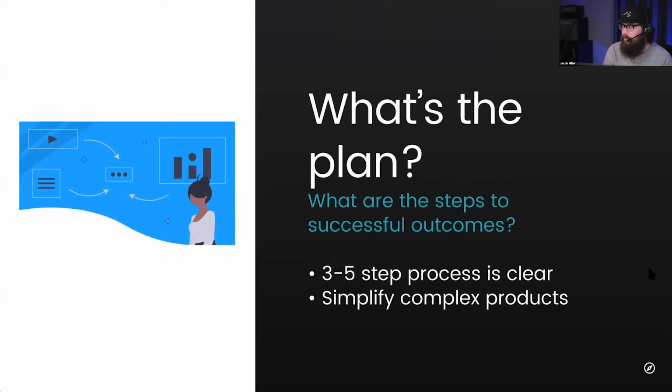Another section you can use on your landing page is: what's the plan? What are the steps to successful outcomes? I have a couple examples after this slide, but it's a 3 to 5 step process that's really clear, and it helps simplify complex products or ideas. A lot of times you might have a tool that does a lot of things. So how do you clearly state how someone can get started using your tool and what outcomes happen?